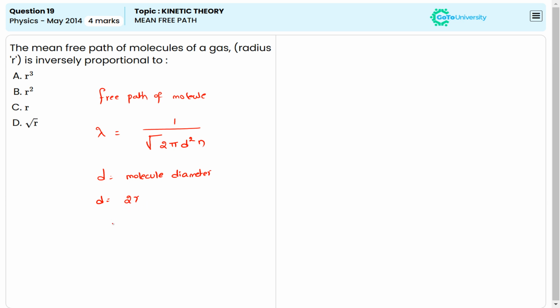Then if I substitute this value, lambda is equal to 1 divided by 4 root 2 pi r squared into n. Then we can say that here lambda is inversely proportional. The relation of lambda with the radius is that it is inversely proportional to 1 by r squared, that is r squared. That is option B, the right answer. Inversely proportional to r squared.